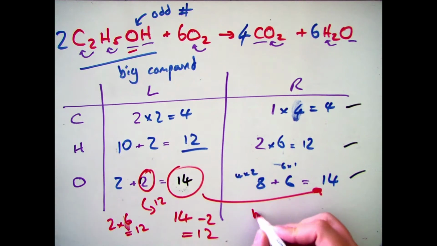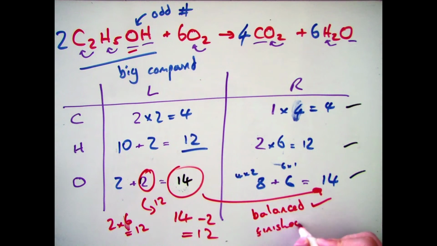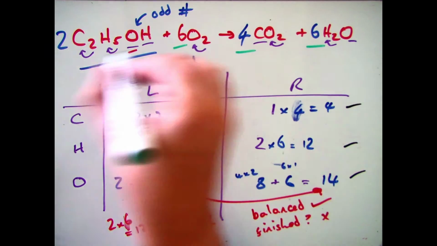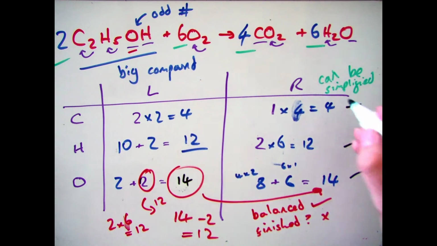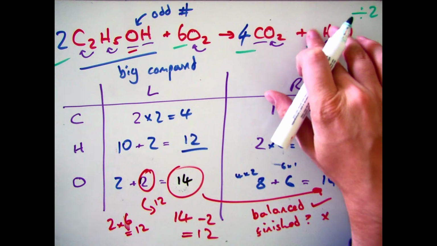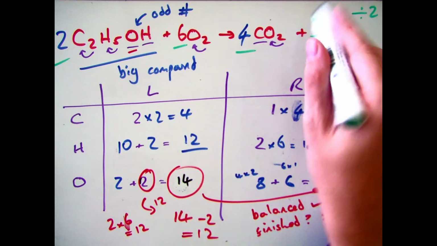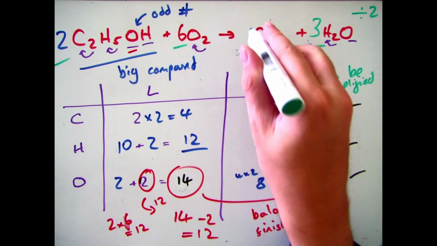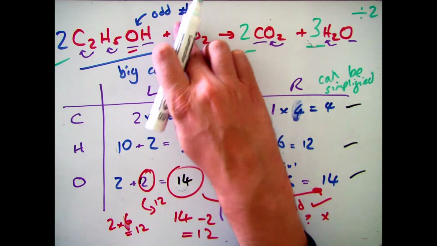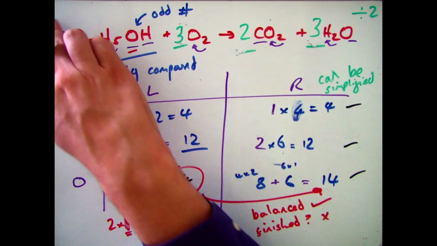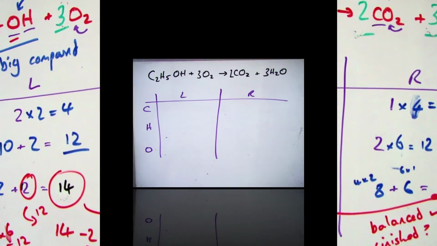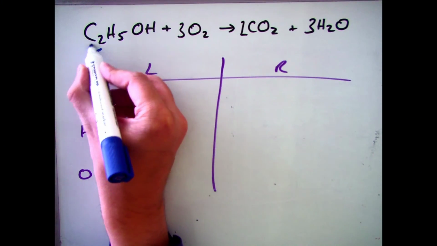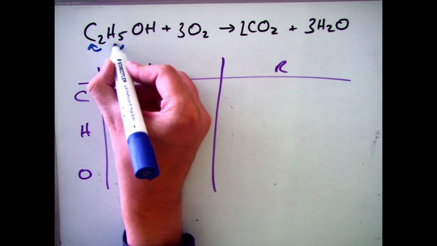Now that might look balanced, however, we can simplify this further. All the numbers in front of our elements and compounds can be divided, and they can be divided by 2. So if I do that, 6 divided by 2 gives me 3, 4 divided by 2 gives me 2, 6 divided by 2 gives me 3, and 2 divided by 2 gives me 1, which I don't actually have to write down. Now if you do something like that, it's always important to check it, so let's have a look.